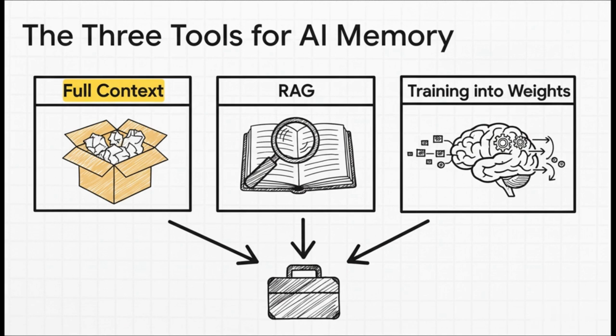You've got RAG, the industry workhorse, that acts like an open book test for big document libraries. And then you have training into the weights, the future for deep, personalized knowledge, which is like teaching the model to learn the material by heart. The future isn't about choosing just one. It's about combining all 3 in a hybrid approach.